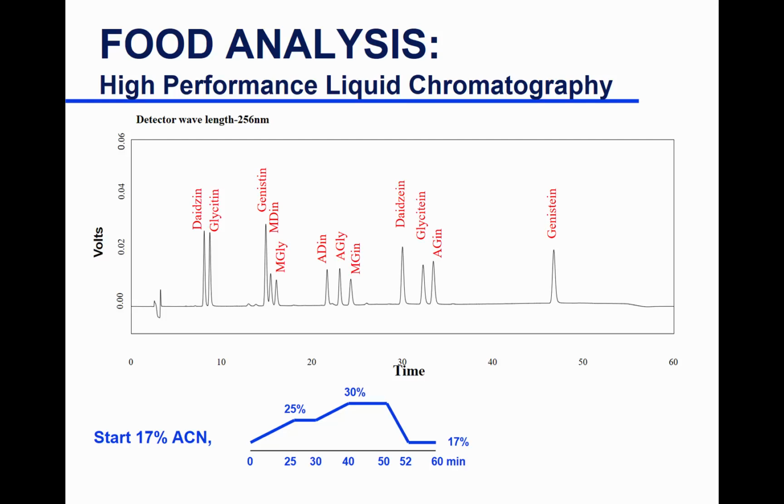We start with 17% acetonitrile. Over 25 minutes, the acetonitrile concentration increases to 25%. We leave it stable for 5 minutes, and then it goes up to 30%. We leave it stable for 10 minutes, and then we go back to the starting concentration, and we let it equilibrate. Remember, we have to give it time for the whole system to come back to the same concentration.